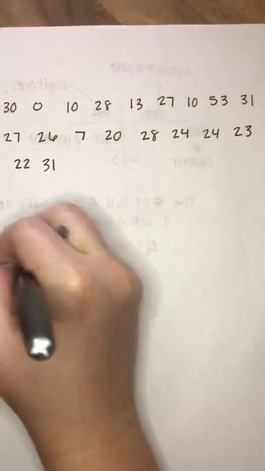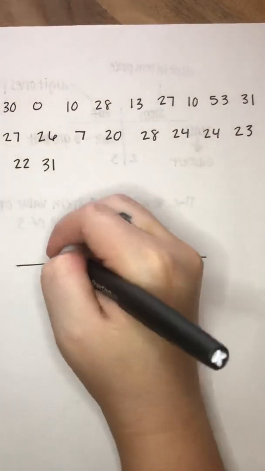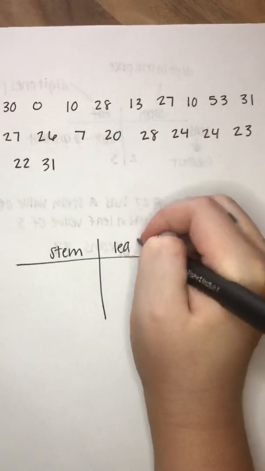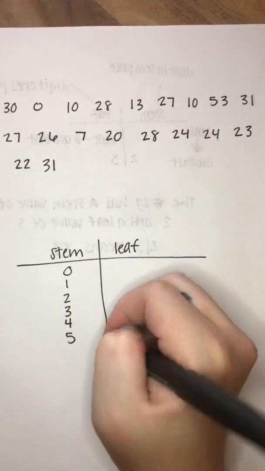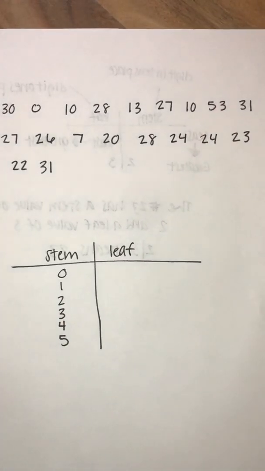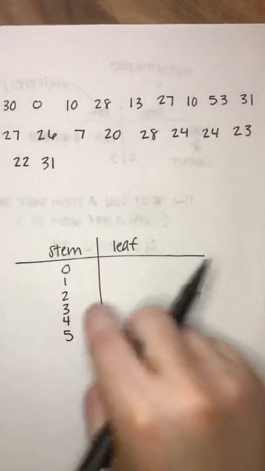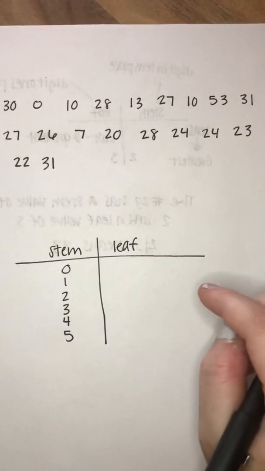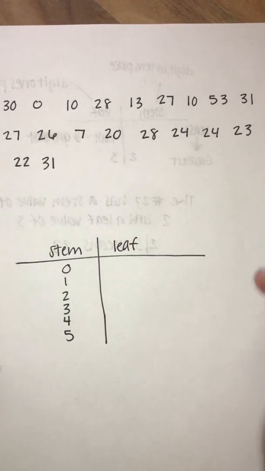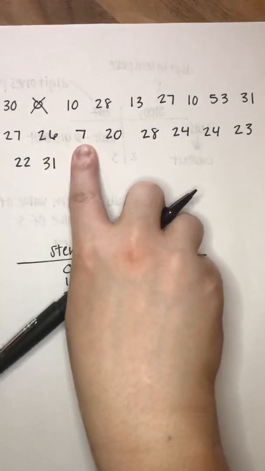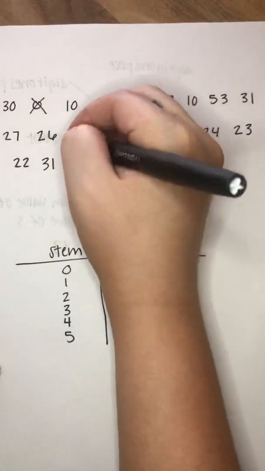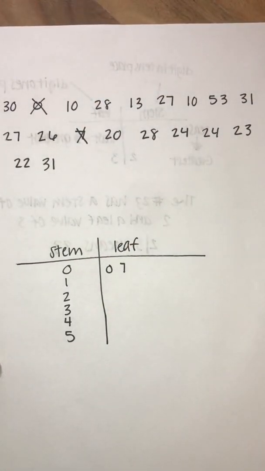And now we're going to make a stem and leaf plot based off of that. We're going to start with 0, 1, 2, 3, 4, and 5, because we know our biggest number is 53. A 0 means there's a 0 in the tens place and then a number in the ones place. So we do have a 0 here. I'm going to cross it off and put 0. Then I have a 7, and that's it for my zeros.